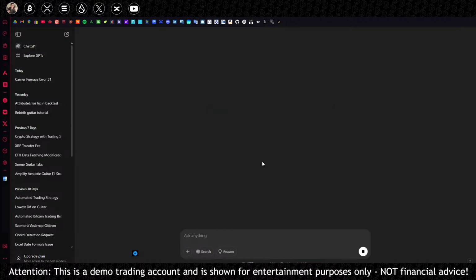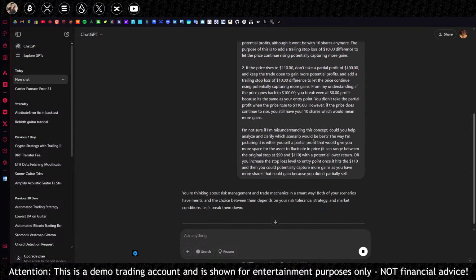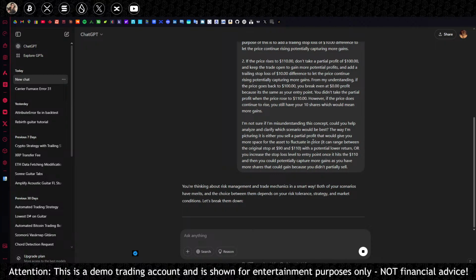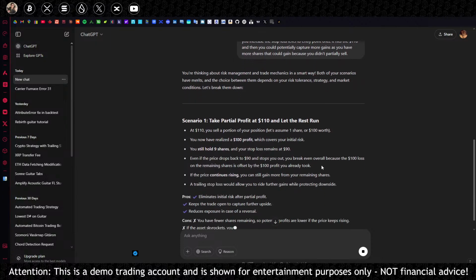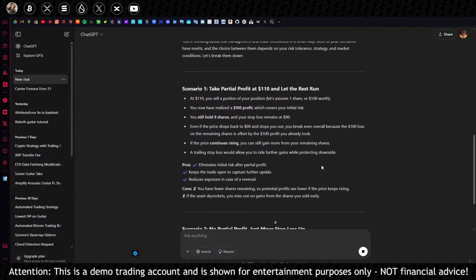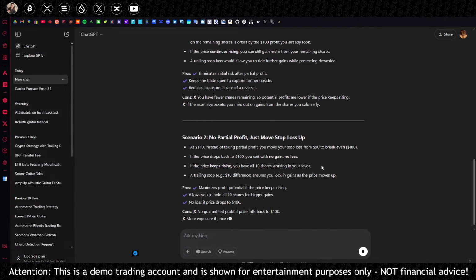Let's see what happens. Good luck. Oh my gosh. Look how much I typed. You're thinking about risk management and trading mechanics in a smart way. Both of the scenarios have merits, and the choice between them depends on your risk tolerance, strategy, and market conditions. Let's break it down. Oh my god.